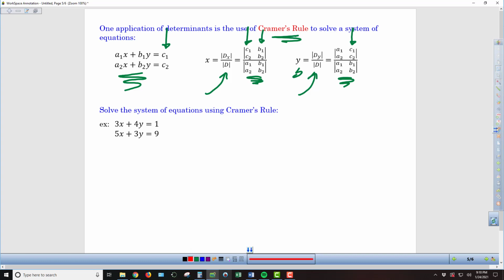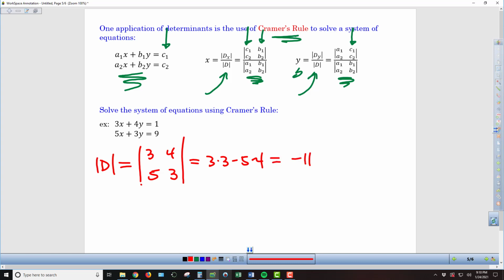So let's find what these three determinants are. The determinant D is just going to be the determinant of the matrix consisting of the coefficients, 3 and 4, 5 and 3. So if we multiply the diagonals, 3 times 3 is 9, minus 5 times 4 is 20, so 9 minus 20, we get negative 11 is our value for D.